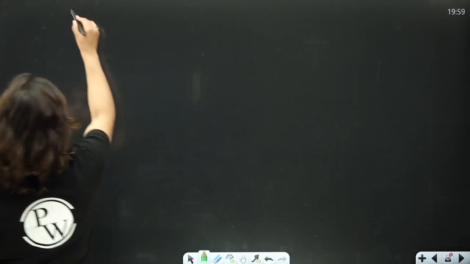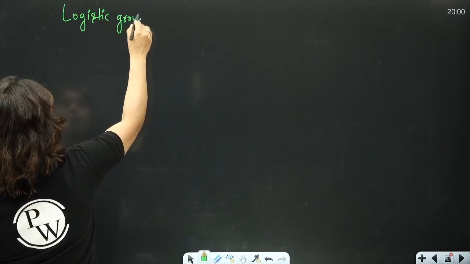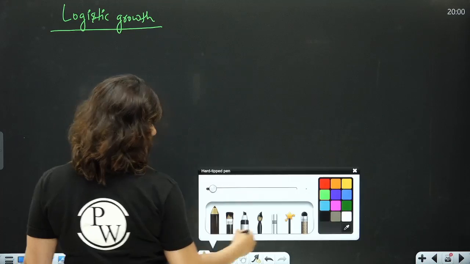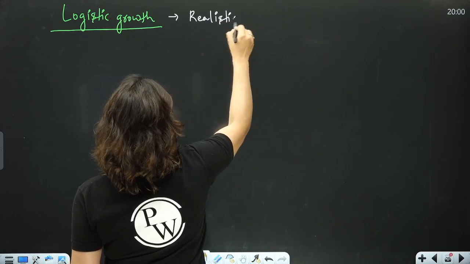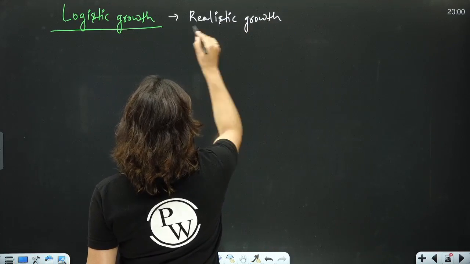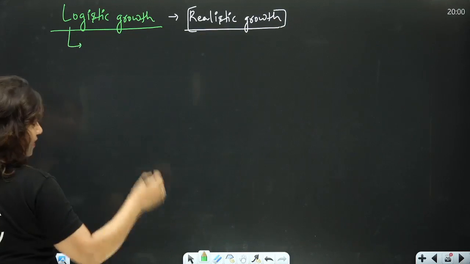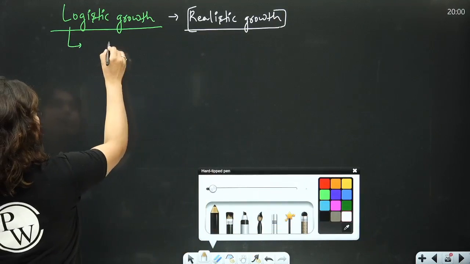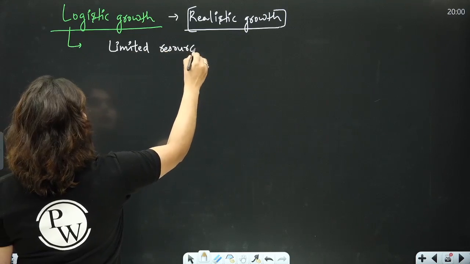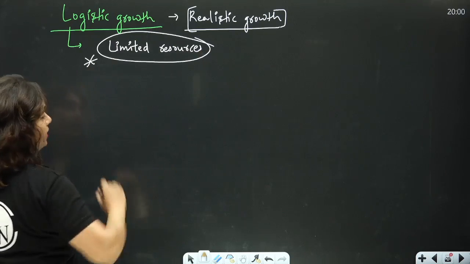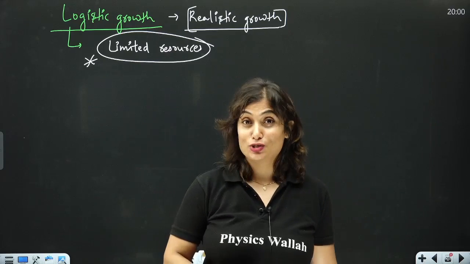Now let's understand the logistic growth. The logistic growth is the realistic growth, the kind of growth which is generally seen in nature, because this considers that the resources in nature are limited, and which is true. And under the conditions of limited resources, the growth pattern which is shown is that of the logistic type.